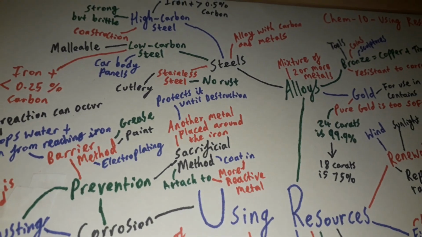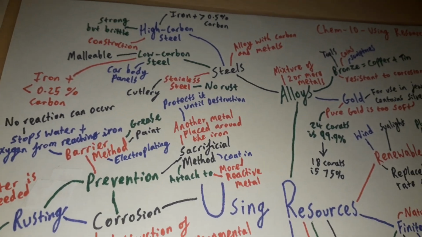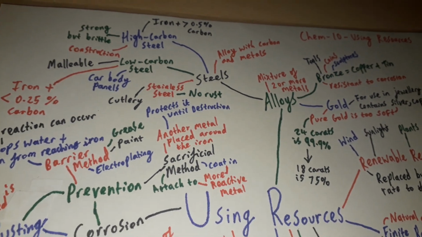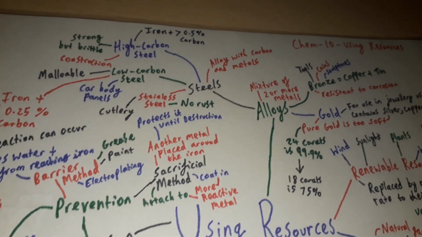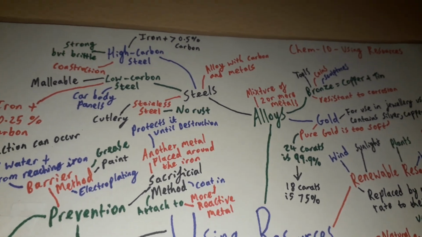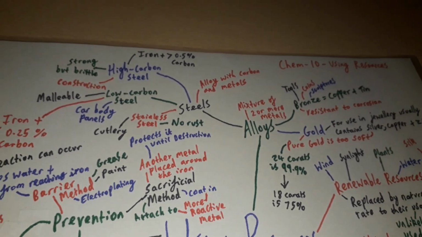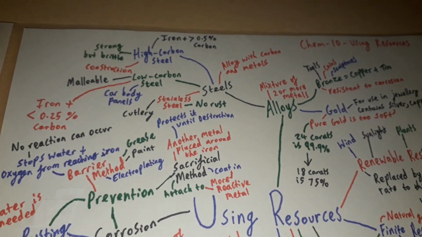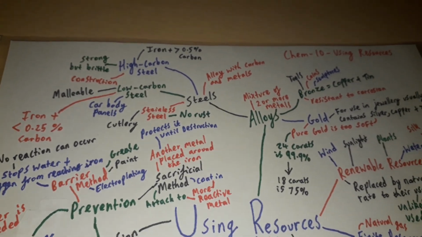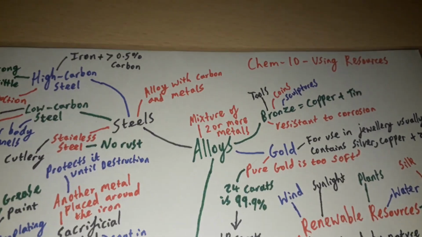Then there's the sacrificial method, where another metal is placed around the iron, and that protects it until that other metal is destroyed and can't protect it any longer, but it lasts a long time. So ways of the sacrificial method are coating something in a more reactive metal or attaching it to a more reactive metal. So next let's look at alloys, more stuff about metal.